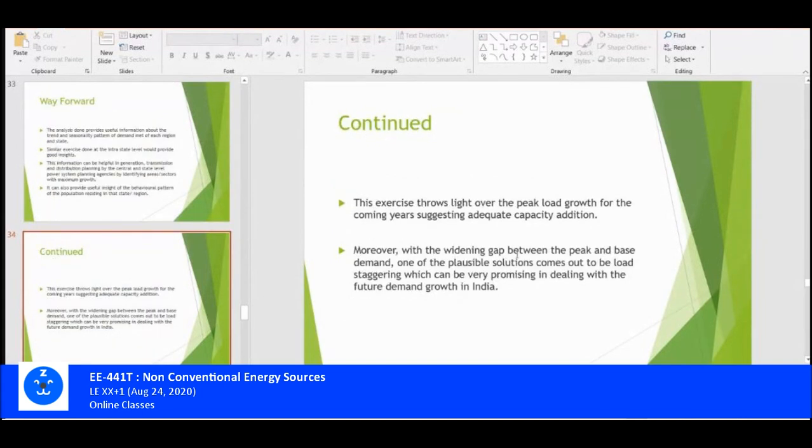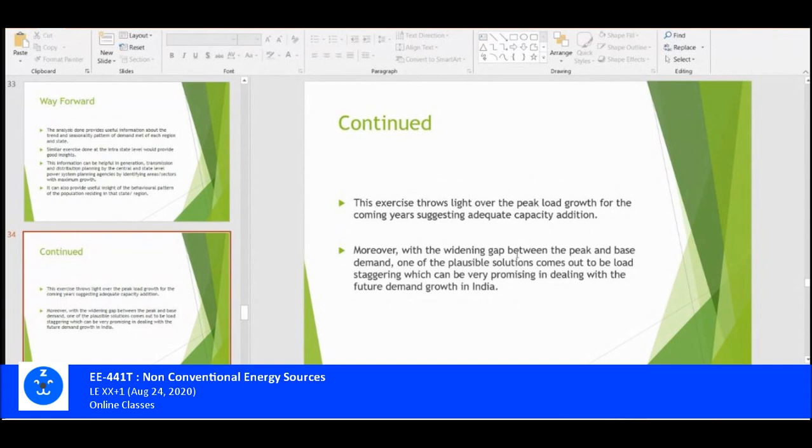This exercise throws light over the peak load growth for the coming year, suggesting adequate capacity addition. With the widening gap between the peak and base demand, one of the plausible solutions comes out to be load staggering, which can be very promising in dealing with the future demand growth in India. Load staggering means we have got some way so that we can continue with the same kind of generation, and we need not stress our systems or generating utilities, because simply we don't have capacity to generate more. So what we do, we stagger the load.